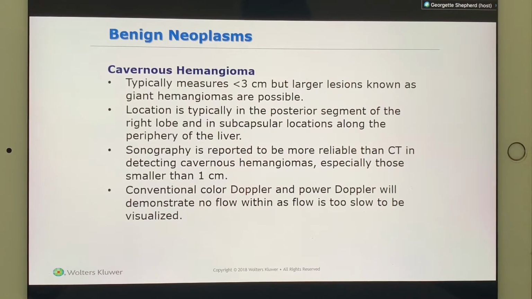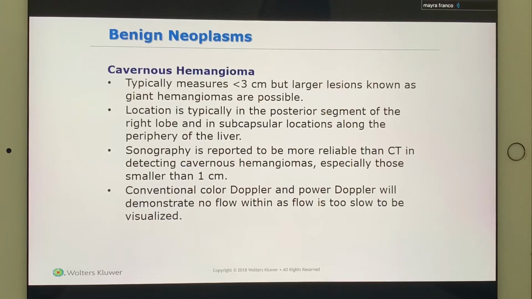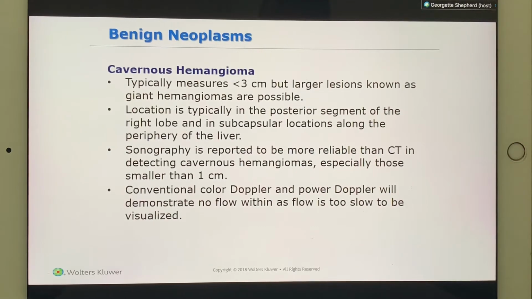Sonography is more reliable than CT because we can see smaller lesions than CT can. Anytime you see those lesions, you have to measure them, with and without color. If you don't see color, you're going to use power color, and you're usually not going to see color because the flow is too slow to be visualized.